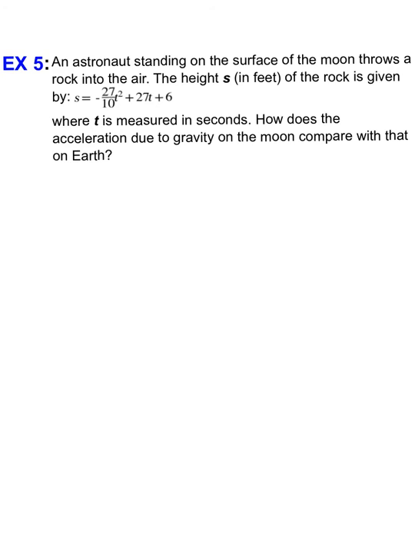Okay, so this time we have an astronaut standing on the surface of the moon who throws a rock into the air. So he's right here, he's throwing a rock into the air. So it should have some parabolic arc. The height, s in feet, so they're going to use s for height instead of h, which is fine, of the rock is given by this. So this is a totally different equation than we have seen before.